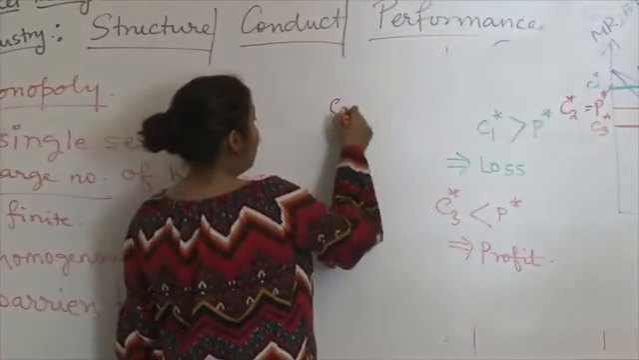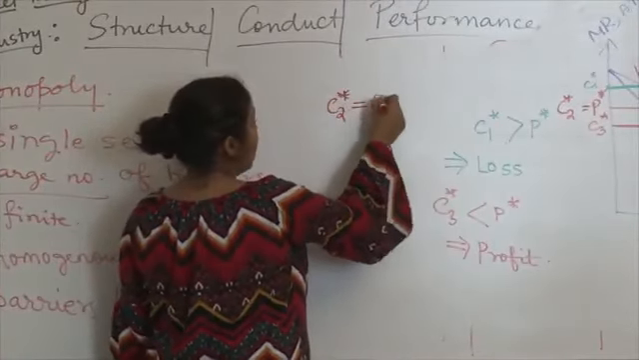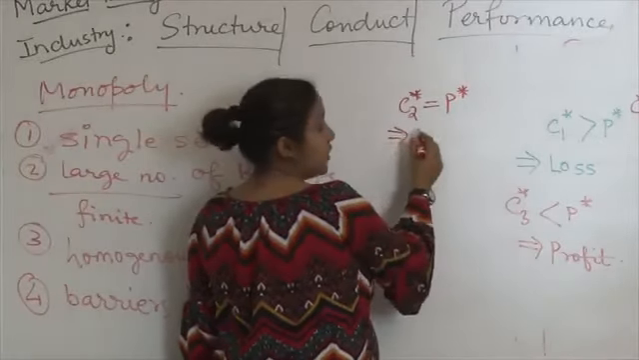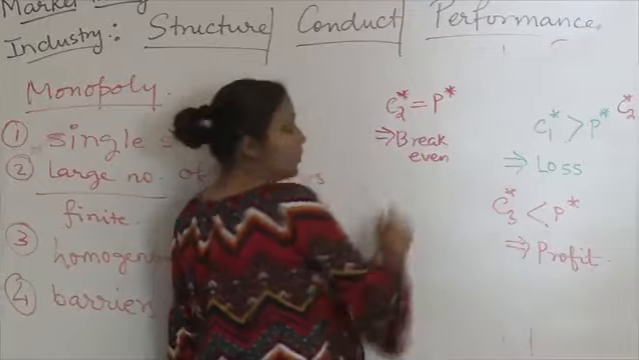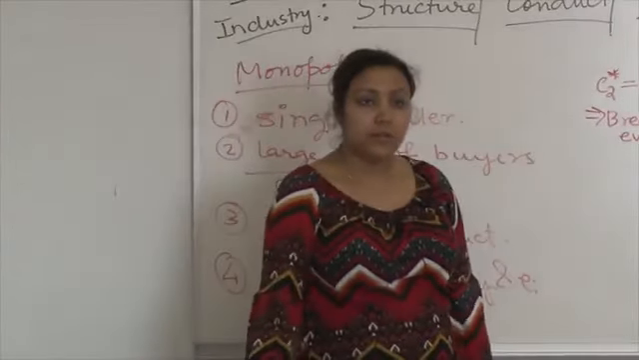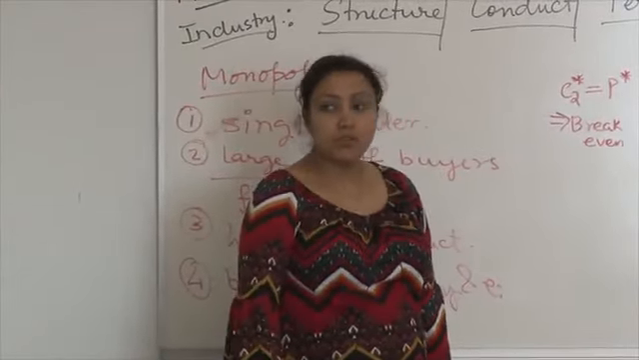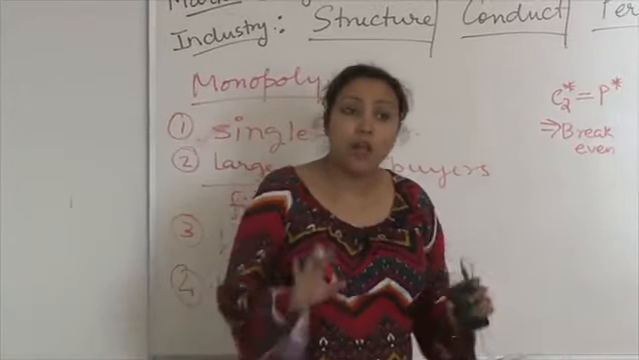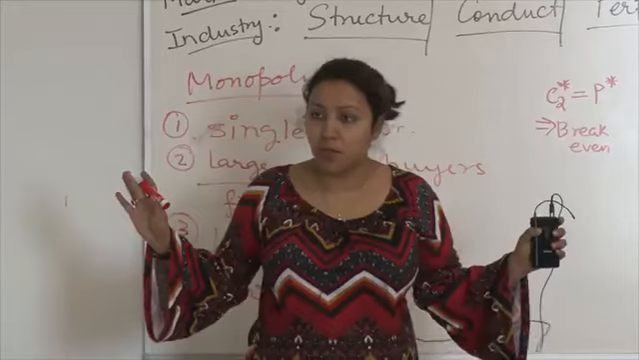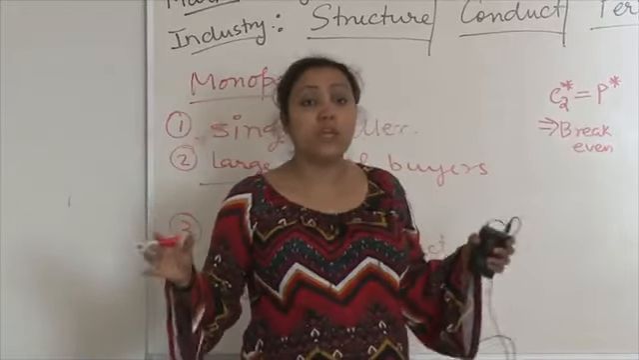So, in situation 3, C2 star is exactly equal to P star. That means there is 0 profit, 0 loss, which is break even. Do you agree? There is no profit, no loss. Now, once again reiterating that all these are not possible at the same time. You can either have a monopolist who makes profit.